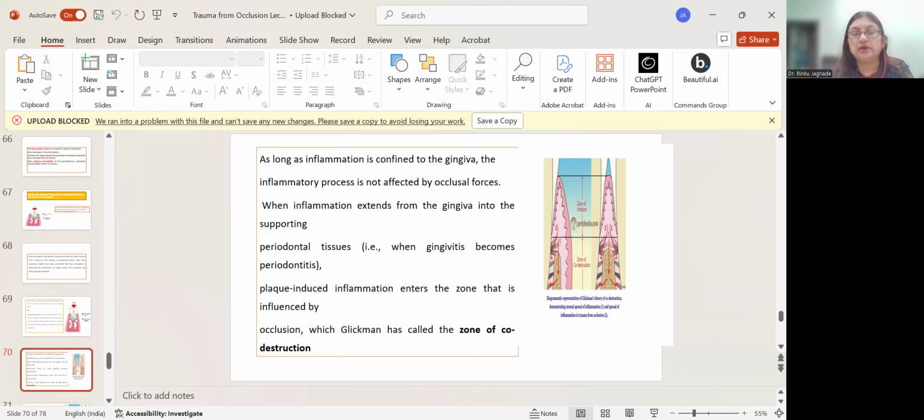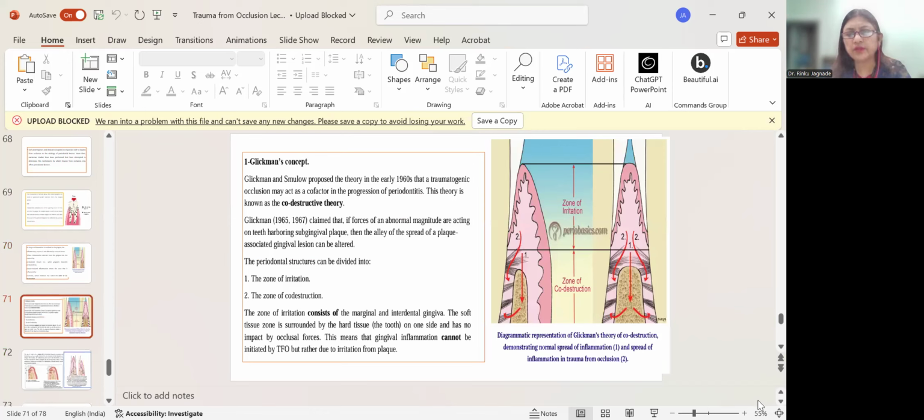Okay. Now Glickman gave a concept which is known as Glickman concept, and Glickman divided this zone into two zones: zone of irritation and zone of co-destruction. Okay, so let's talk about Glickman concept. Glickman and Mueller proposed the theory in the early 1960s that a traumatogenic occlusion may act as a cofactor in the progression of periodontal disease. This theory is known as co-destructive theory.